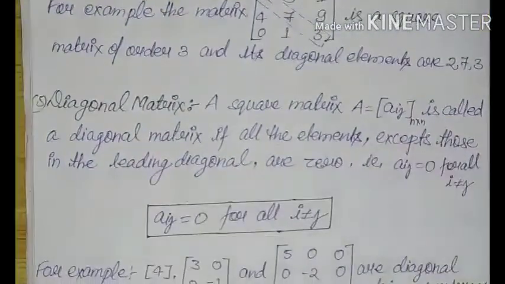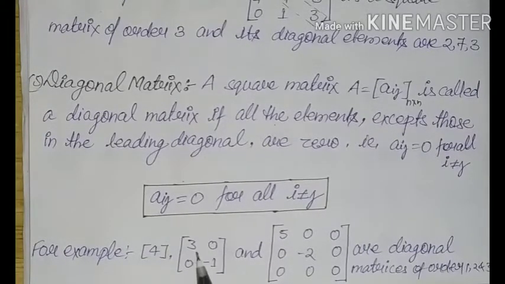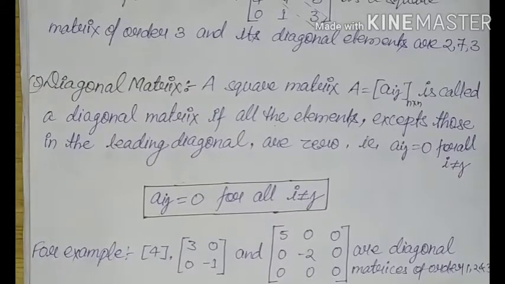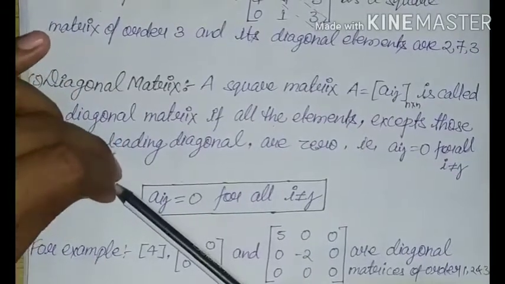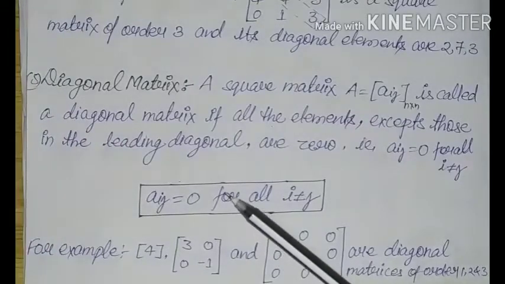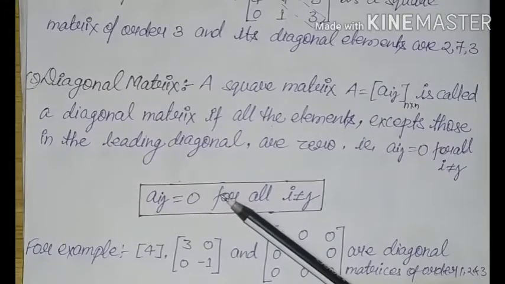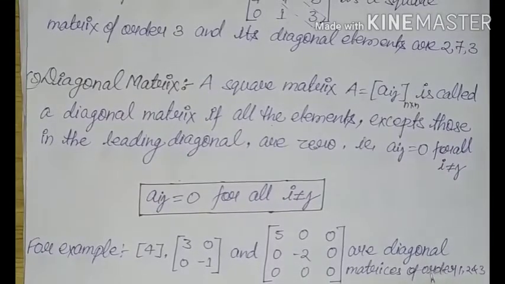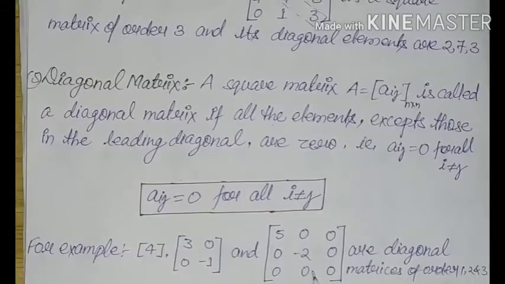Here, for example, 4 is a diagonal matrix. Its order is 1. And 3, 0, 0, minus 1 is also a diagonal matrix because the diagonal elements are available, and except for the diagonal all elements are 0. Here also the principal diagonal elements are available and the other elements are 0. That's why it's a diagonal matrix. These are diagonal matrices of order 1, 2 and 3.